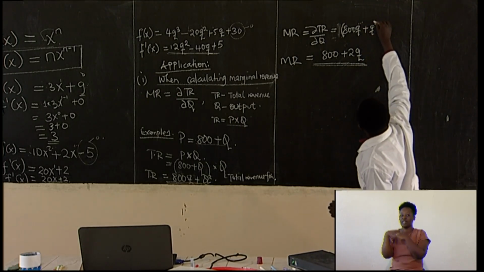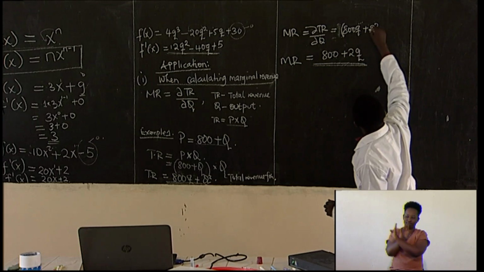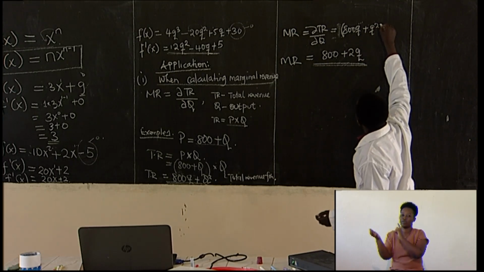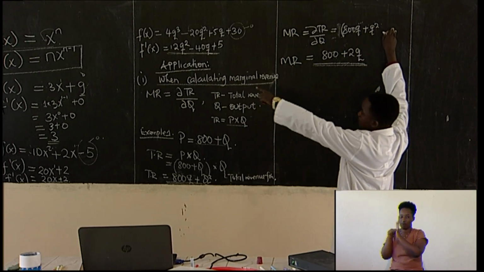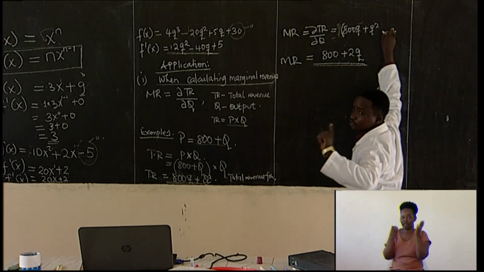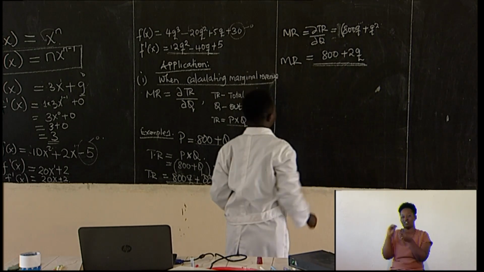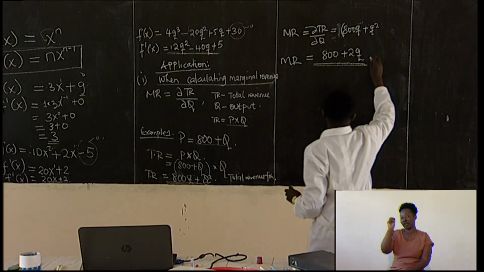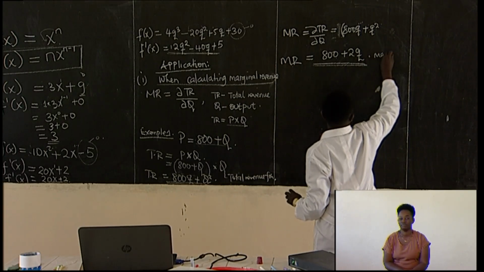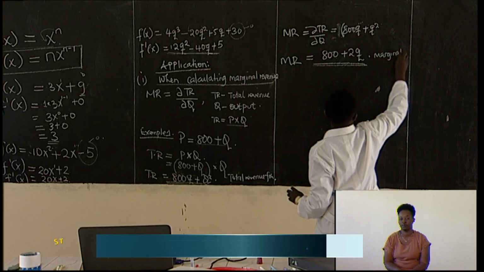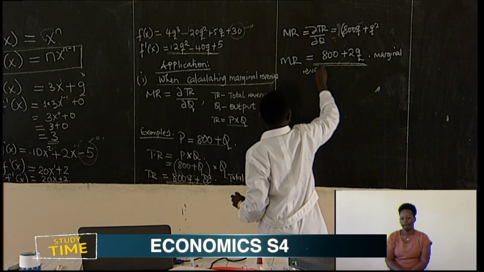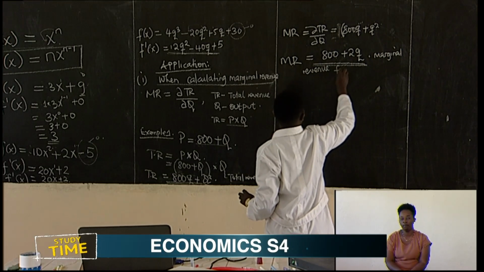And this 2, you bring it here, you multiply, then you reduce the power by 1 using our formula. Any number to power 1 is that number. So this is our marginal revenue function.